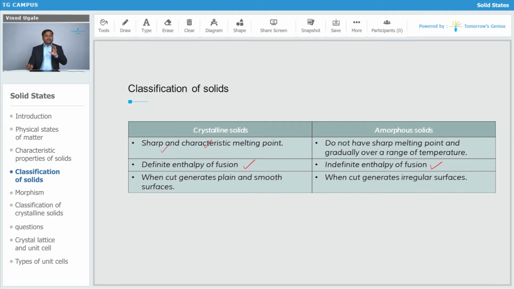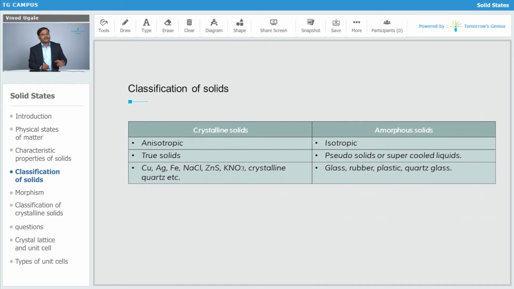When we cut crystalline solids, you will get plain and smooth surfaces. Suppose I have such a solid with such a structure, and if I put a cut over here, we will get a smooth plane. This is the smooth plane that I will get when I cut crystalline solids. But in case of amorphous solids, you are not going to get plane surfaces; you will get an irregular surface. That is another property depending on the arrangement of particles, that is regular or irregular. These are other properties.